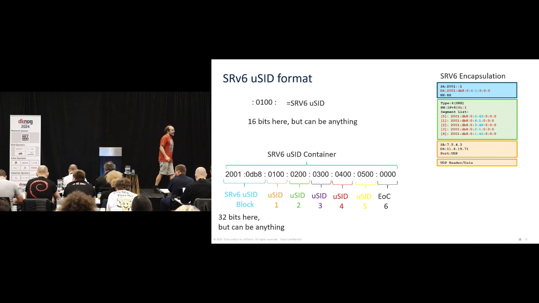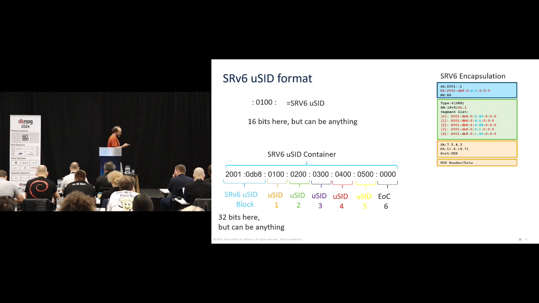And we will always prepend the list of the micro-SIDs with what we call the SRv6 Micro-SID block. In this example, it's 32 bits, but again, it can be anything. It can be 64, it can be 11, whatever number you imagine. At the end, we have what we call end of container, all zeros. It doesn't have to be put there by the head end or originating node because it will appear there anyway.